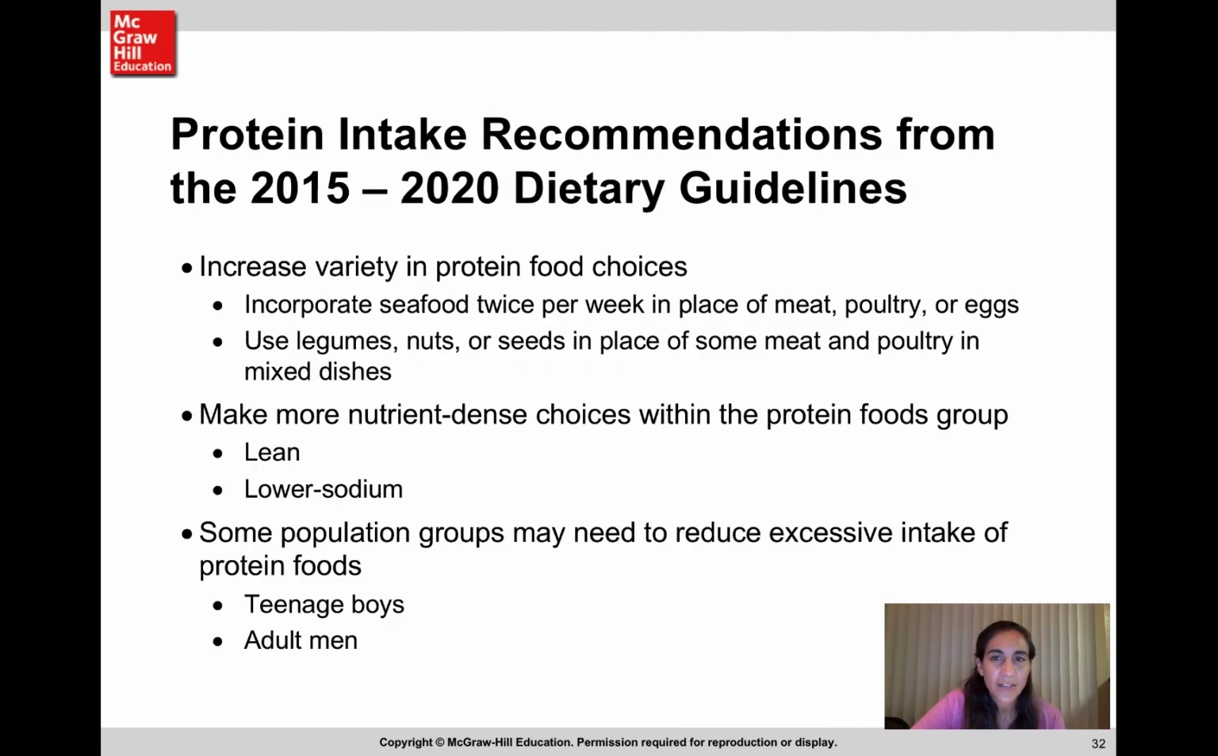We see here the protein intake recommendations from the most recent dietary guidelines would recommend an increase in variety of protein foods, so replacing meat, poultry, or eggs with plant-based sources such as legumes, nuts, or seeds, recommending more nutrient-dense choices, especially leaner choices of protein, again, leaner cuts of meat, but also the plant-based protein sources, also fish would be leaner and more nutrient-dense choices. And also some populations may need to reduce intakes of protein. These populations may be more likely to have excessive intakes of protein, so teenage boys and adult men.